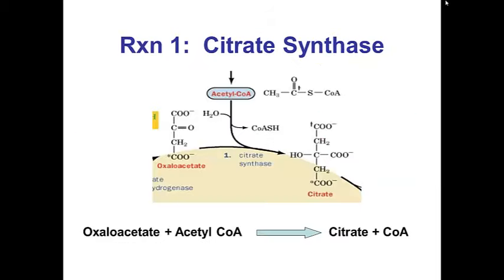Okay, so now we're ready to move into the actual TCA cycle. So we're going to begin with reaction 1. So in reaction 1, the first enzyme is citrate synthase. So citrate synthase converts oxaloacetate, which is a 4-carbon compound. It adds the 2 carbons from the acetyl group from acetyl CoA to make the 6-carbon citrate molecule. So we're combining 4-carbon oxaloacetate plus 2 carbons from acetyl CoA to form 6-carbon citrate, and we release a molecule of CoA.